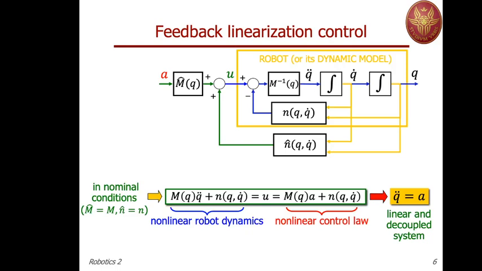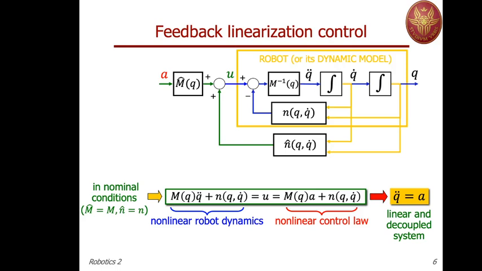Now, if we are in nominal condition, this type of nonlinear feedback is nonlinear because we are taking the measurement q and q dot and elaborating them through quadratic operation, multiplication of terms, trigonometric evaluation, and so on. So all nonlinear operation. So suppose that all the data that we are using in the inertia matrix and in the other nonlinear terms in the model are the correct ones. So if M hat is equal to M and N hat is equal to N with this short notation, then we have the following balance.